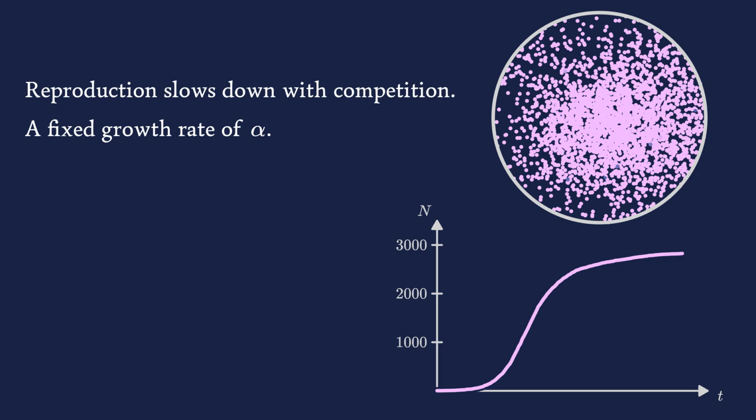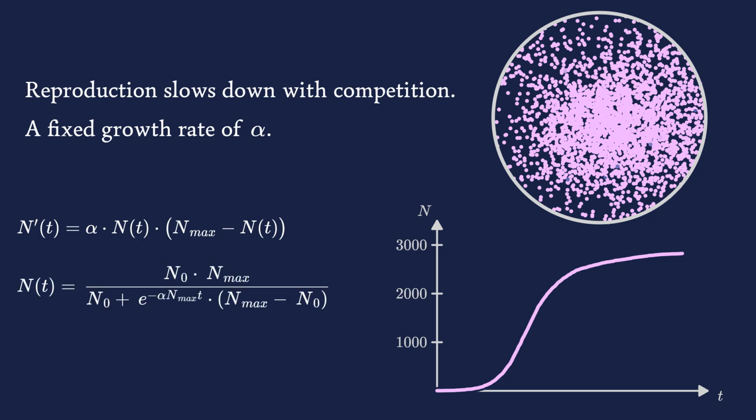In contrast to exponential growth, the derivative of the population number n is now not only proportional to the number n itself, but also to n max minus n, to reflect this competition for resources. Together with a proportionality factor alpha, which is again intended to describe the growth rate, the differential equation of this process is just this here. The solution to this is now much more complicated, but it is still straightforward to check that the derivative of this function n really is proportional to n times n max minus n. We call this a logistic function, and the process is also known as logistic growth.